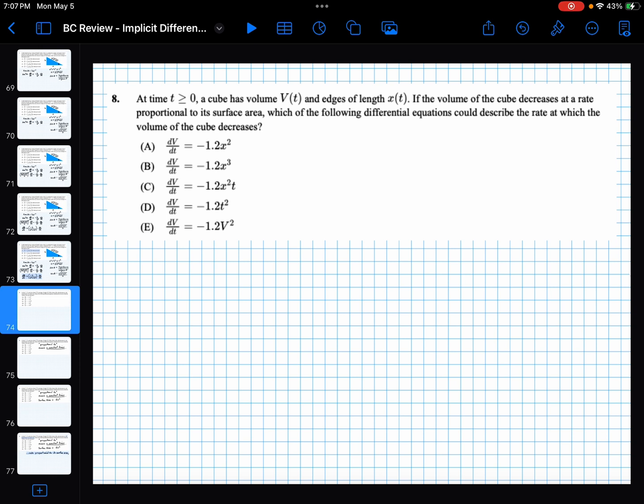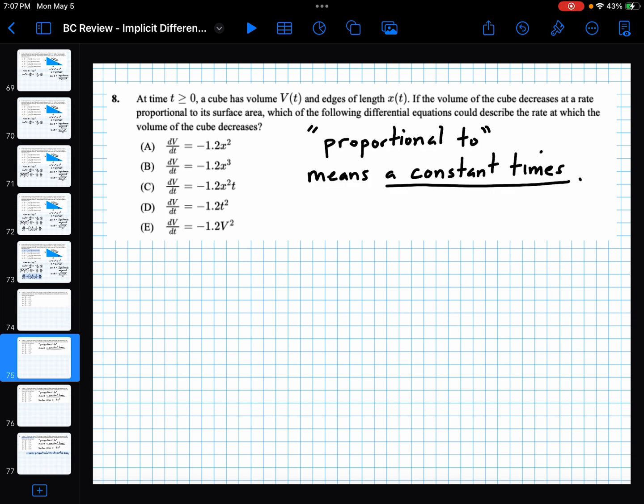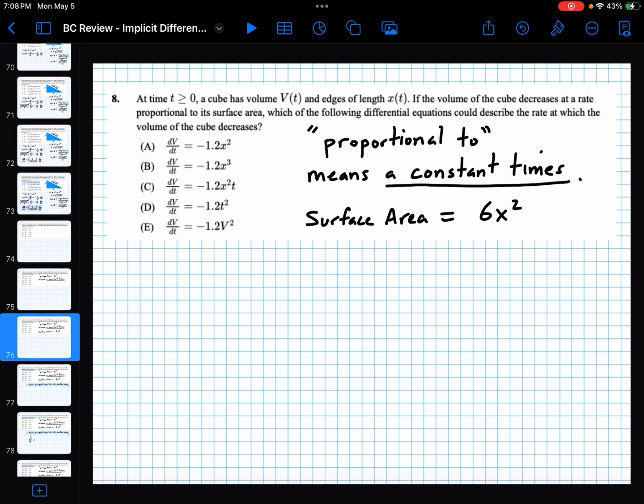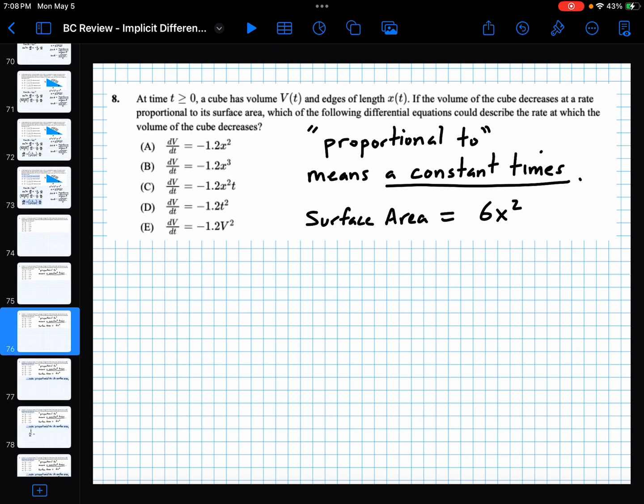So there's a big, big clue right here. When you see proportional to, that means a constant times. So the wording of the question, the surface area, if the edges are x, then you would have each square face would have an area of x squared, and there's 6 of those faces, so the surface area would be 6x squared. Now back to the proportional to meaning a constant times.